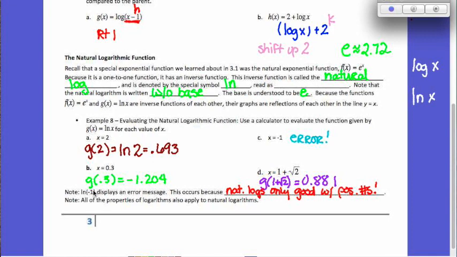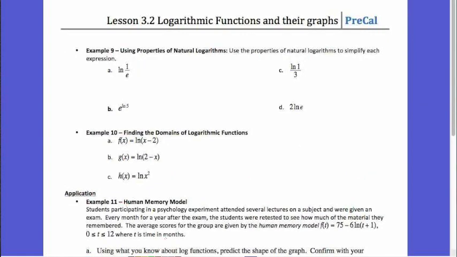Notice the natural log of negative 1 displays an error because natural logs, just like regular logs, are only good with positive x values, positive input values, positive arguments, however you want to call it. All of the properties that we just got through covering with regular logs also apply to natural logs. We're going to practice that a little bit on this next page.